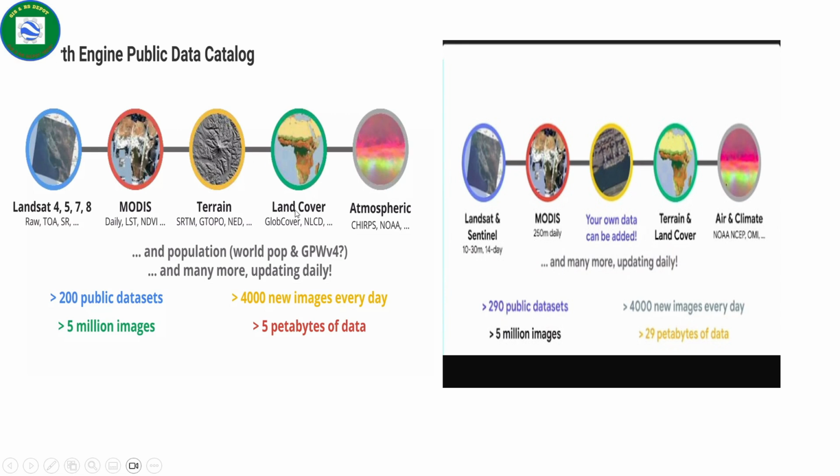Then you see land cover, SRTM data set, GlobCover, hillshade, DEM data set, land cover data sets, GlobCover, NLCD, and lots of land cover data sets available in the Google Earth Engine public data catalog. Then atmospheric, suppose CHIRPS data set for rainfall or anything. And this is the Google Earth Engine public data catalog. Here you see lots of images.